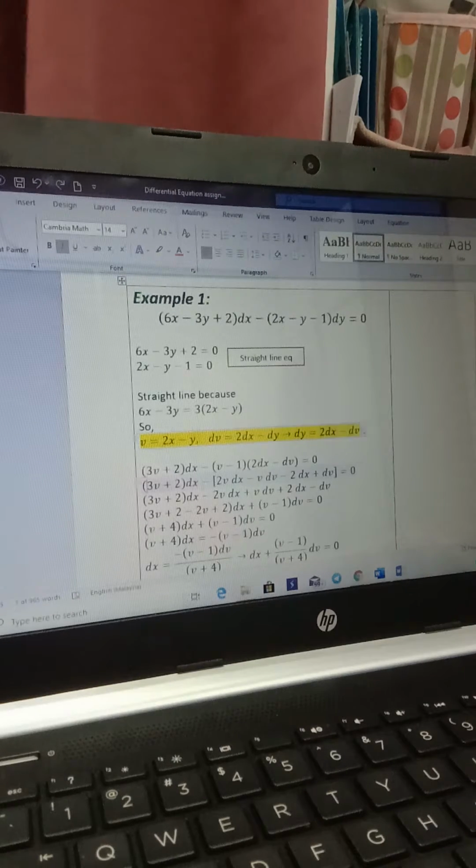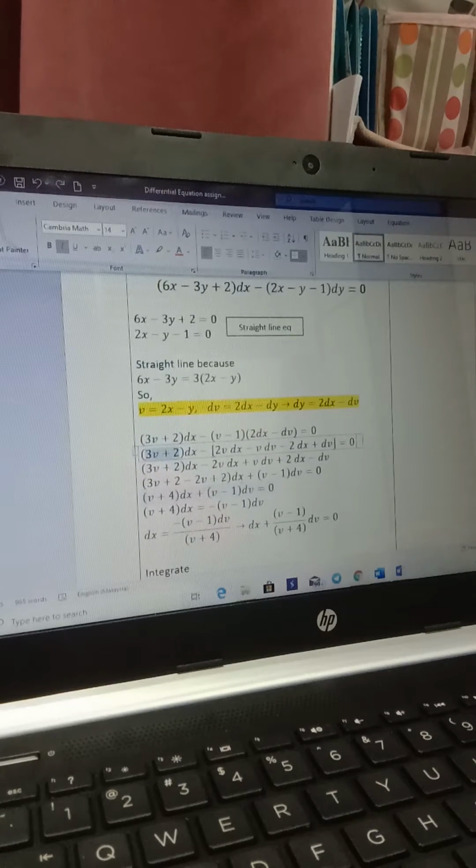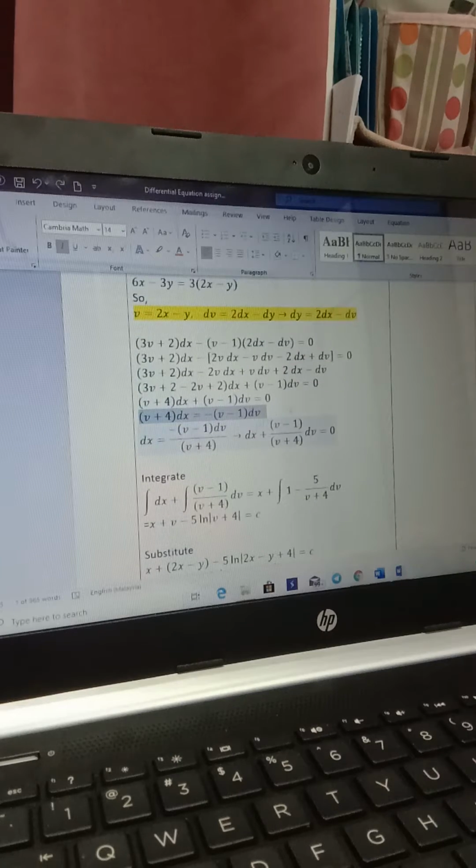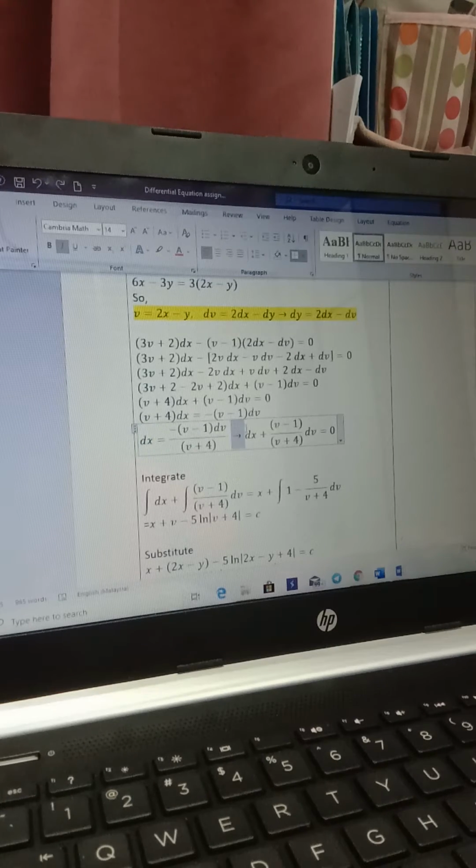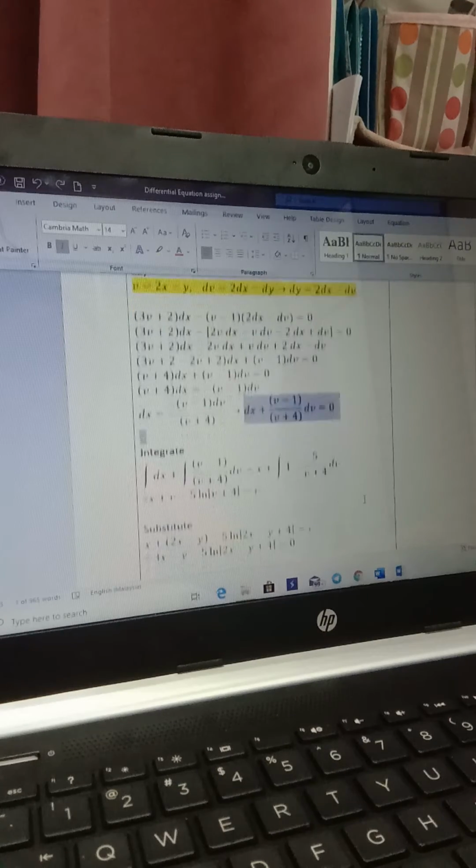Since this is long, I just expand. After I expand, the final one we will get like this. For the final one, I want only dv to sit there single. So I bring this one to the other side, so it will become dx = -(v - 1)/(v + 4) dv, and then I bring it back to the other side, and I will get dx + (v - 1)/(v + 4) dv = 0.